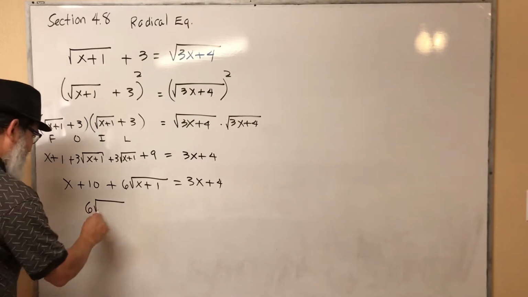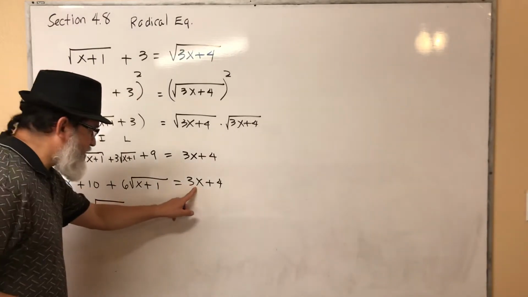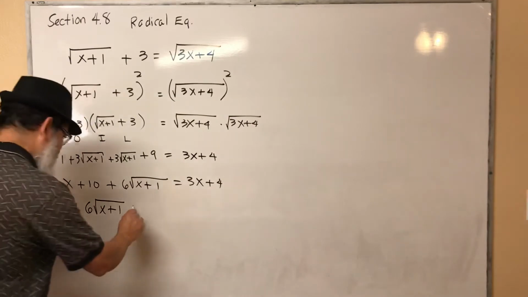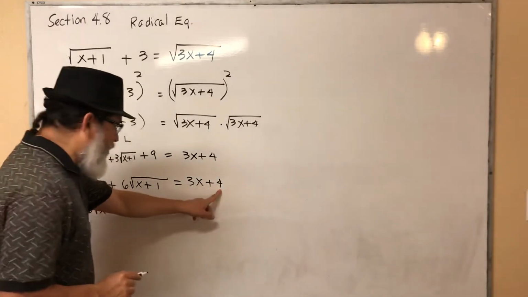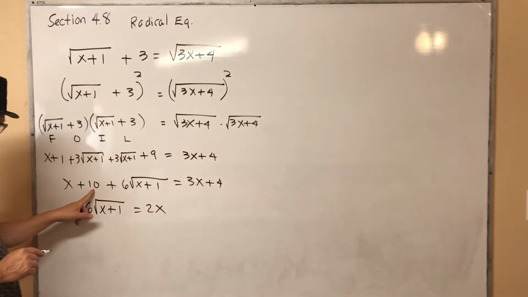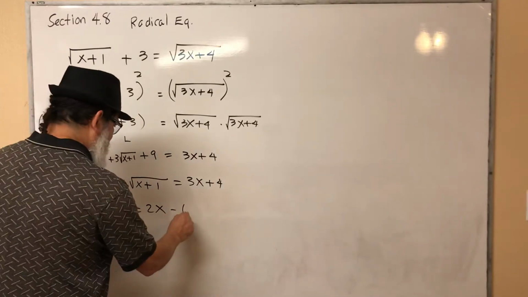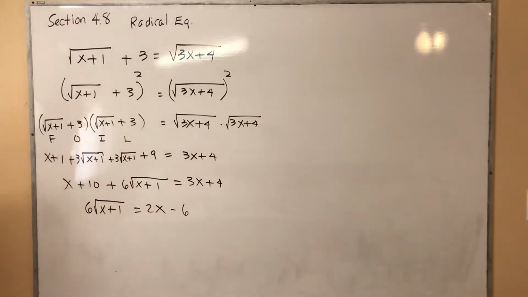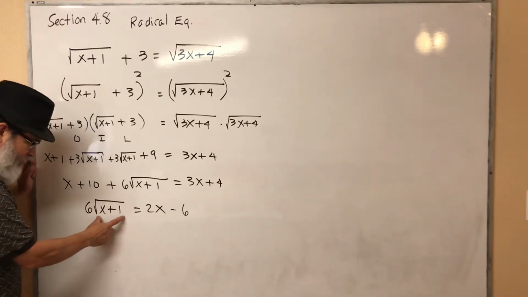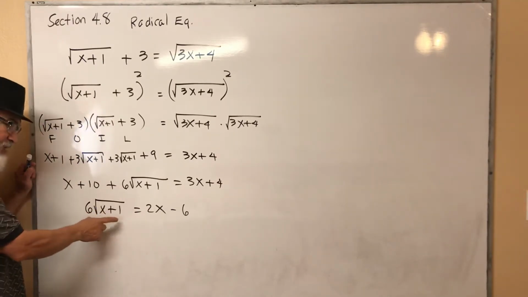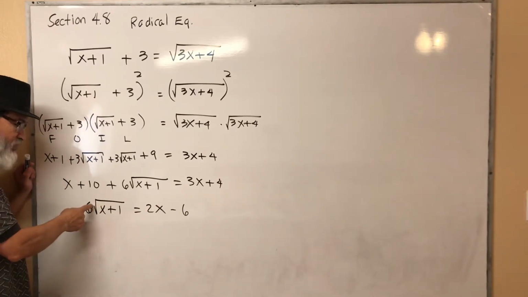6 times the square root of x plus 1. And now, what is 3x minus x? That's 2x. And what is 4 minus this 10? What's 4 minus 10? Minus 6. Okay. Note, at this point, this radical is being multiplied. If you square both sides now, this radical is going to go away because that's multiplication.